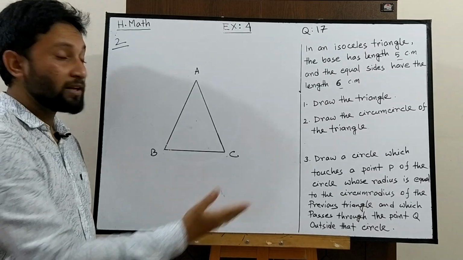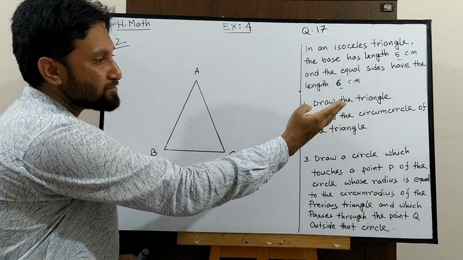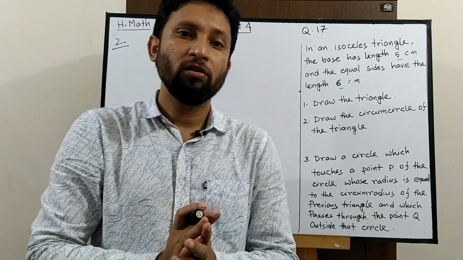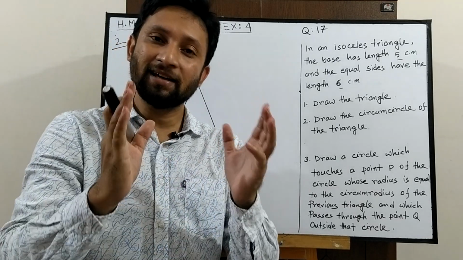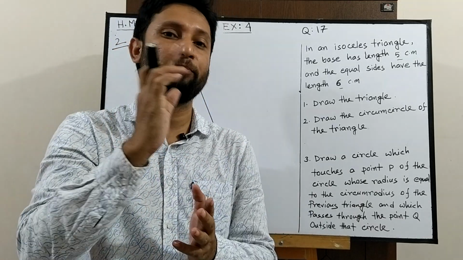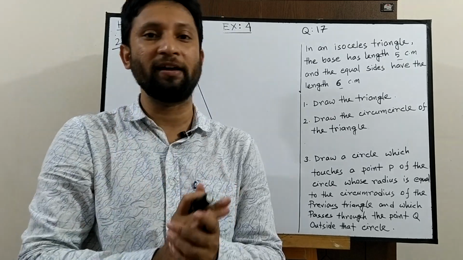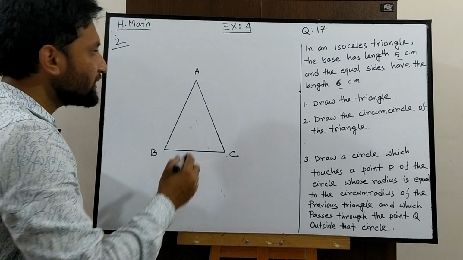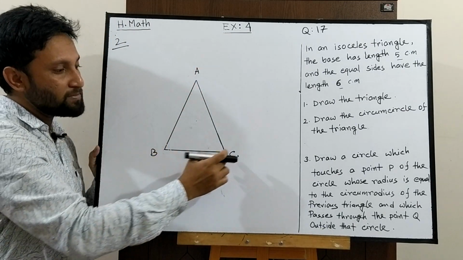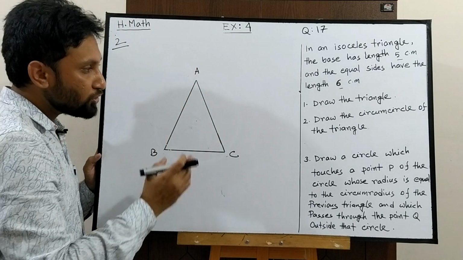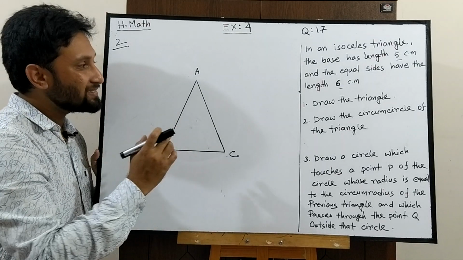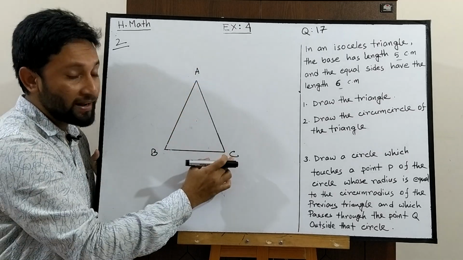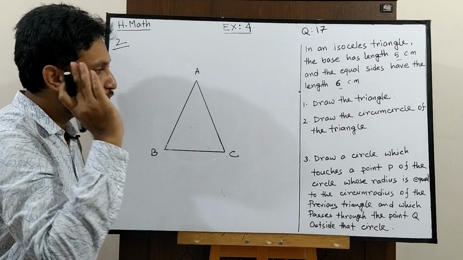Now question 2, draw the circumcircle of the triangle. So we have to know what the circumcircle is. The circle which passes through the 3 vertices of a triangle is called the circumcircle. That means I have drawn a triangle ABC, and now we have to draw a circle which passes through the 3 vertices A, B and C. Now follow the process.